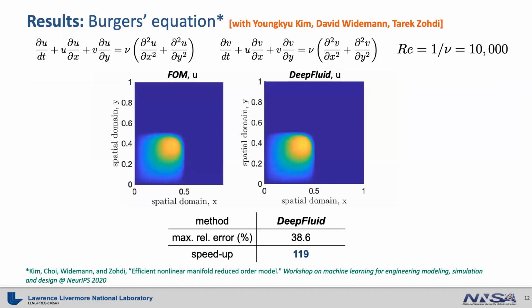We have applied this black box approach to Burgers' equation, where the simulation is very advection dominated and a shock front is formed and moving, as you can see from the movie. The full order model and the deep fluid solutions are very similar in eyeball norm, while the deep fluid gives a speed up of greater than 100. Quantitatively, the deep fluid gives a maximum relative error of 38.6%.